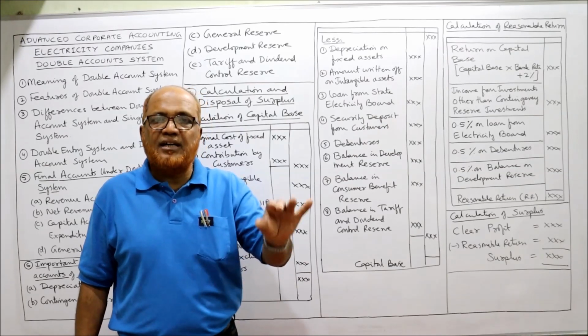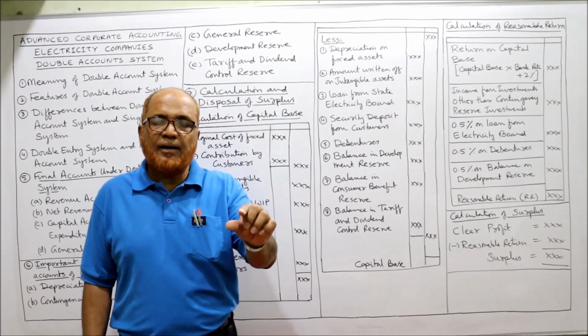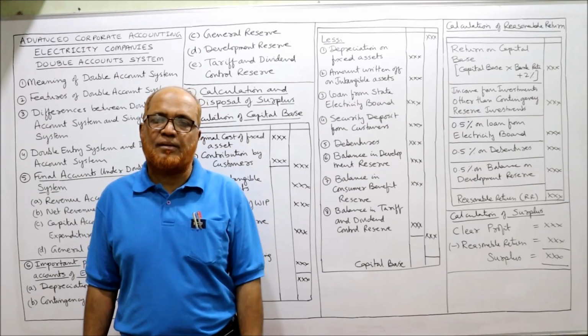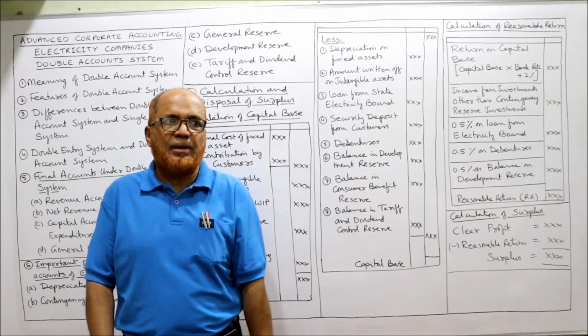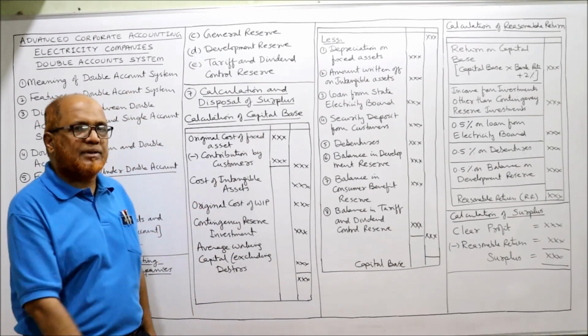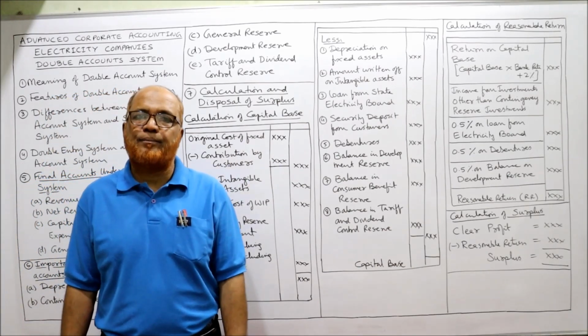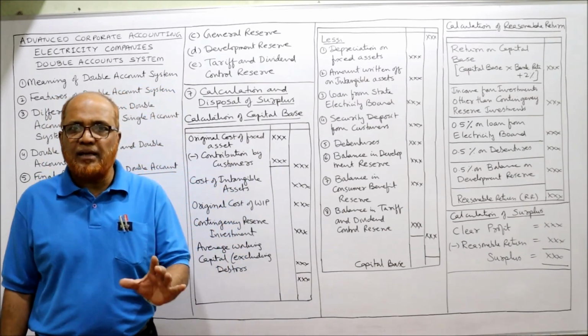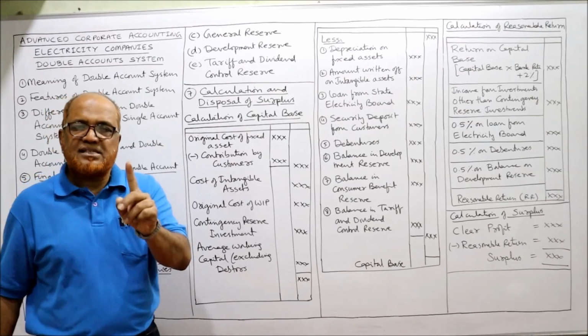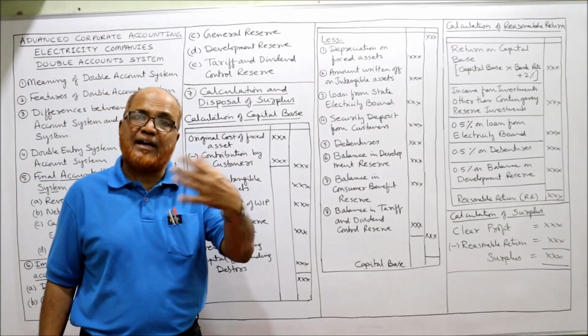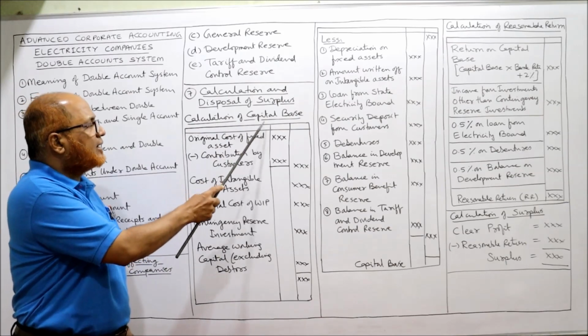From that we deduct the reasonable return. We'll get the surplus. So how to calculate reasonable return? We have to calculate capital. We have to calculate capital base. Capital base is the first calculation to find out reasonable return. So how to calculate capital base?